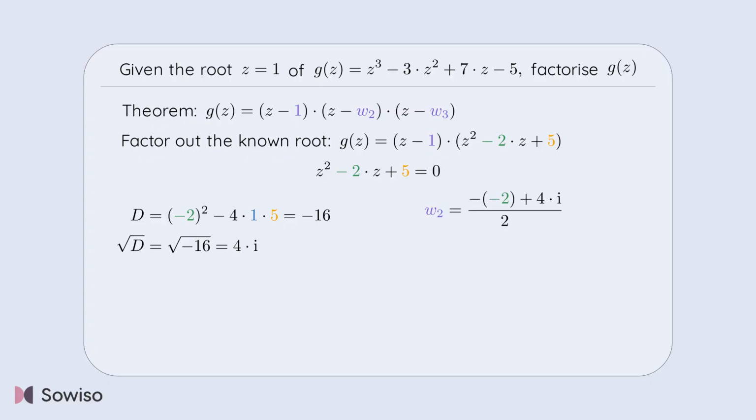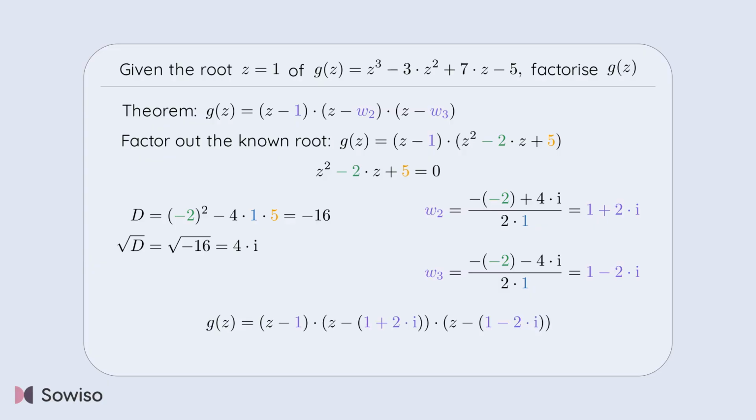Now w2 equals 2 plus 4i all over 2, which simplifies to 1 plus 2i. The remaining root w3 equals 2 minus 4i all over 2, simplifying to 1 minus 2i. We now have all the roots of the polynomial, and we can write its fully factored form as g of z equals z minus 1 times z minus 1 plus 2i times z minus 1 minus 2i. This concludes the example.